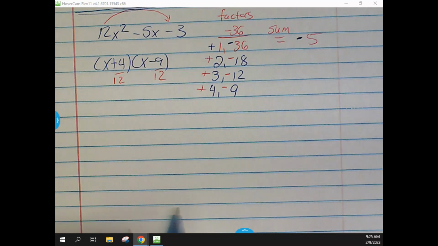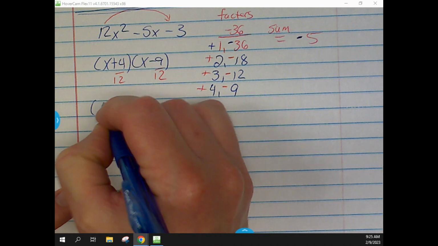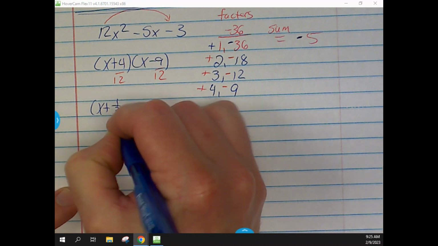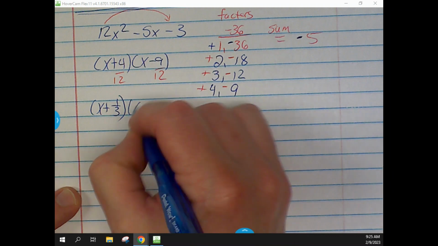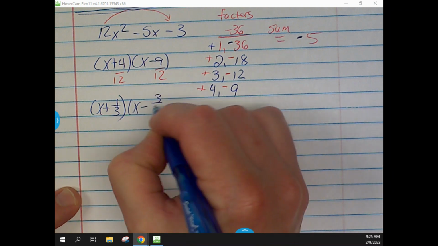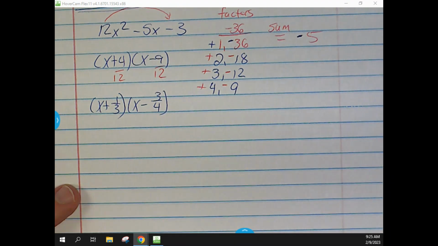All right, now we've got two fractions, and we're going to simplify. 4/12 is going to be 1/3. 9/12 would be 3/4. Okay. Everybody all right with our simplifying there?